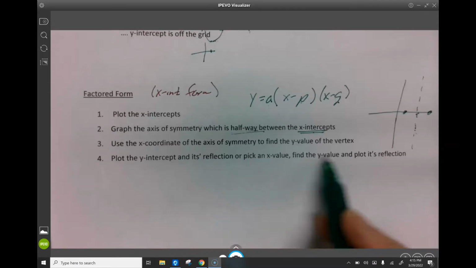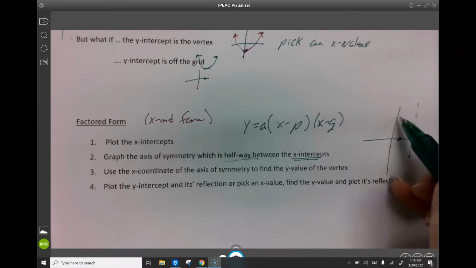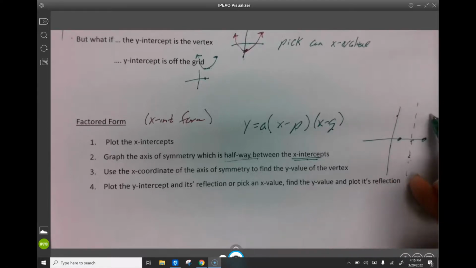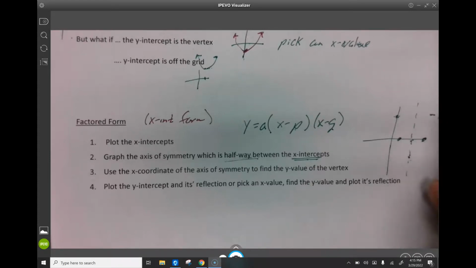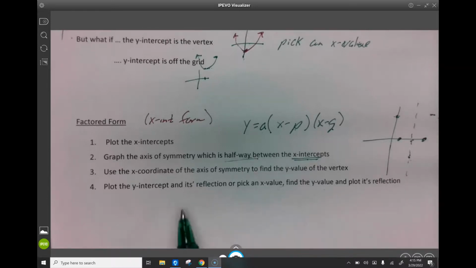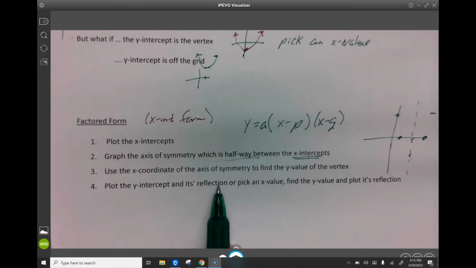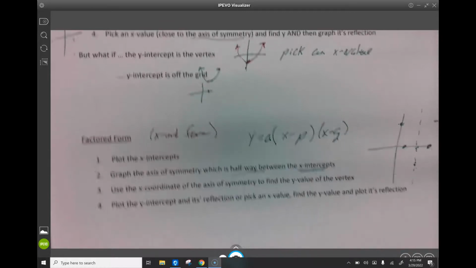Now this last step should sound very familiar. So once you have your vertex, you have your axis of symmetry and its reflection point, oh wow, you might actually be done. Okay, so once you have your x-intercepts, your vertex, and then find your y-intercept and its reflection point, bam, you're done. So if you need another point, you can pick that, but a lot of times you'll already have it. Okay, good. So I hope this is helpful.